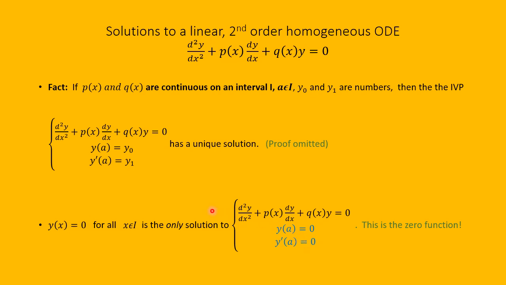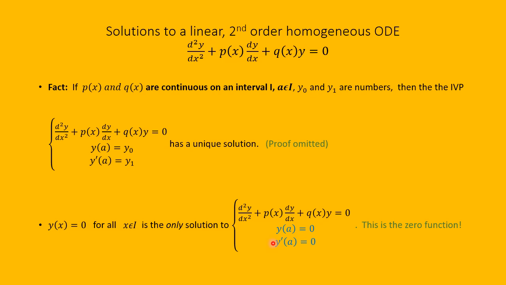Well, if you think about it for a minute, can I think of a function that satisfies all three of these conditions? How about the zero function? If y of x is 0 for all x, then its first derivative is 0, its second derivative is 0, and in that case, for the zero function, these three terms will just be 0 plus 0 plus 0, and yep, that equals 0. Does the zero function evaluated at a equal 0?